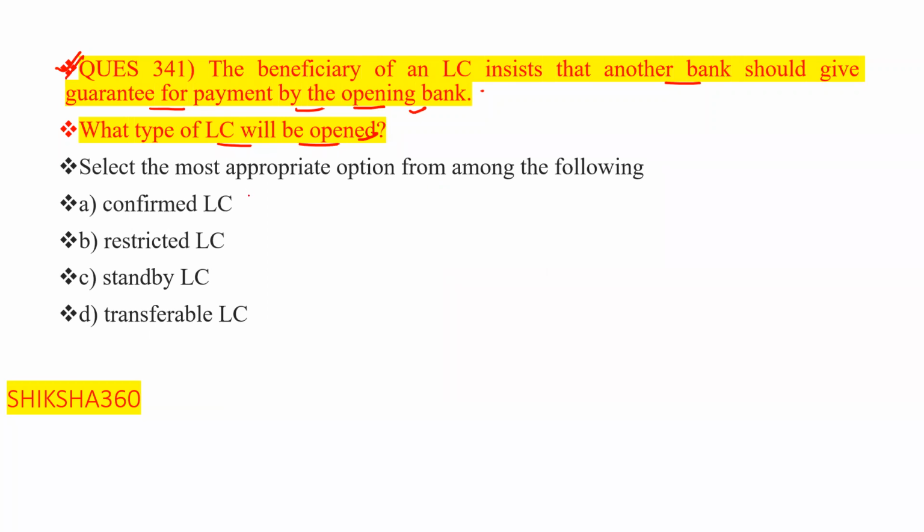First option is confirmed LC. Second option is a restricted LC. Third option is standby LC. Fourth option is transferable LC. When the beneficiary wants a guarantee of any other bank for the payment, it is a confirmed LC. So option A is the answer.